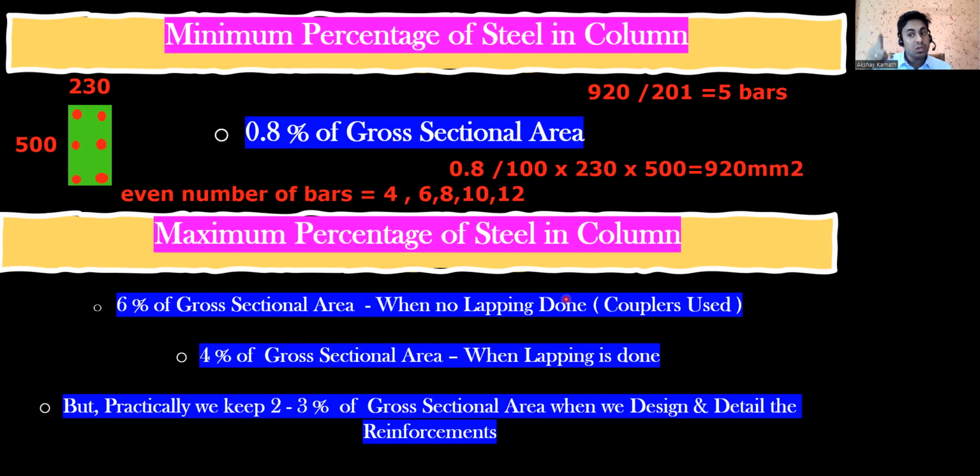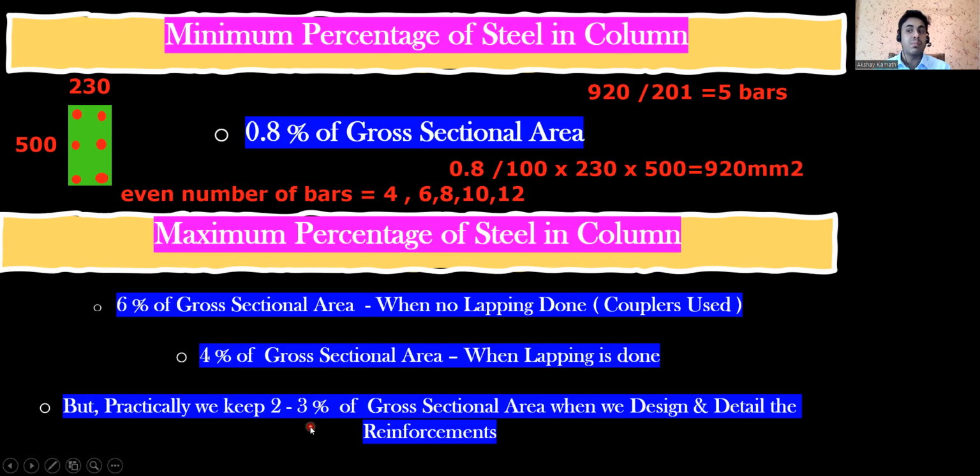Next, if you're going to do the lapping, then you have to restrict it to 4% of the gross sectional area. If no lapping, 6; if lapping, 4. But both these values, 6 and 4, are only on paper, in the code book. Practically, it's not possible to go up to 4, but practically we keep 2 to 3%.